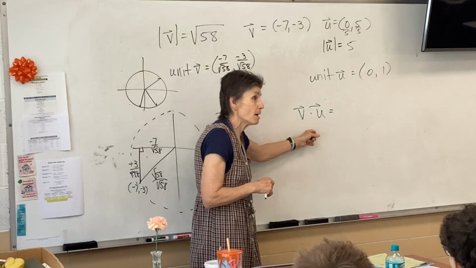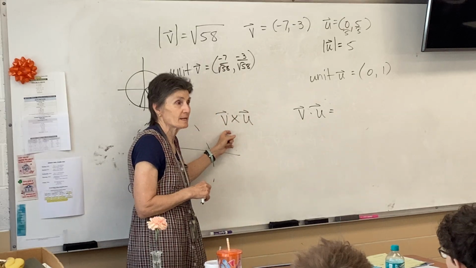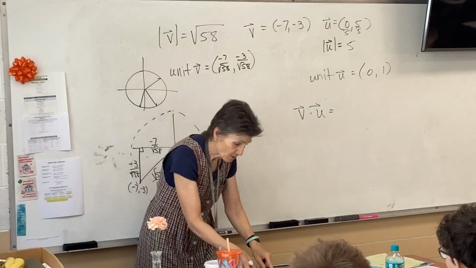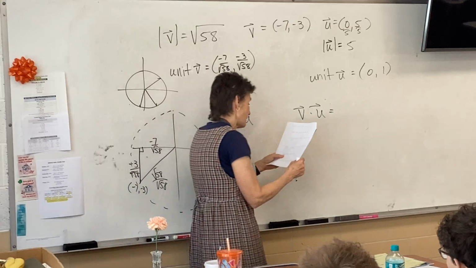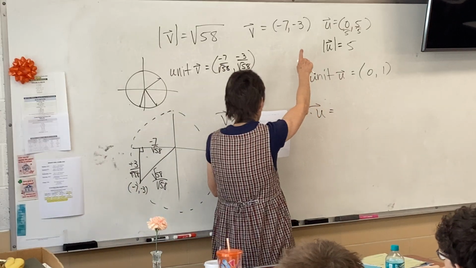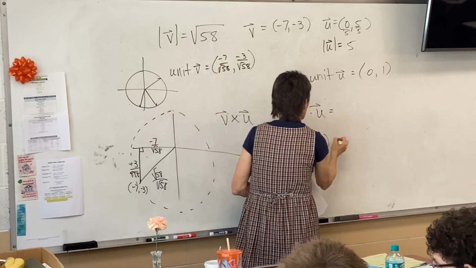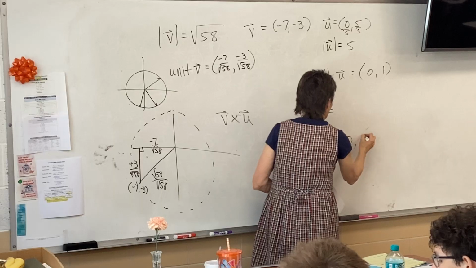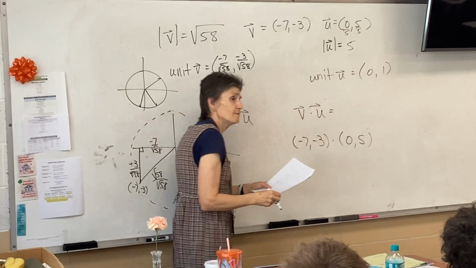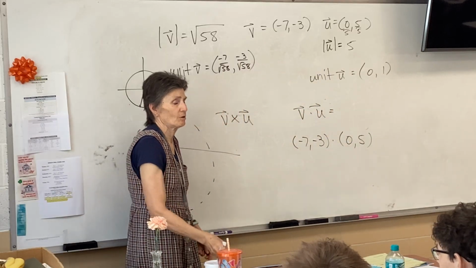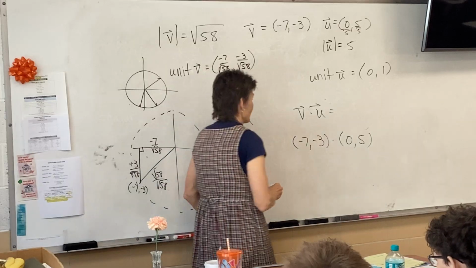V dot U is a number, V cross U is a vector. All right, so how am I doing this? I am dotting my vectors in D, which are these two right here. So -7, -3, dotted with 0 and 5. Very, very easy procedure. Super simple.